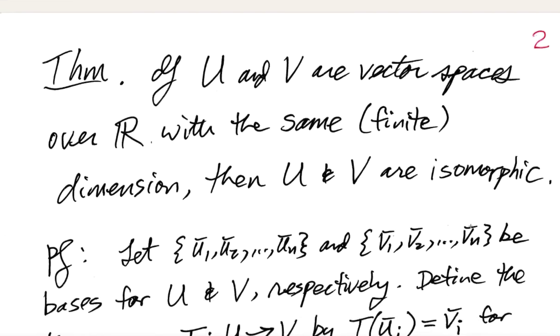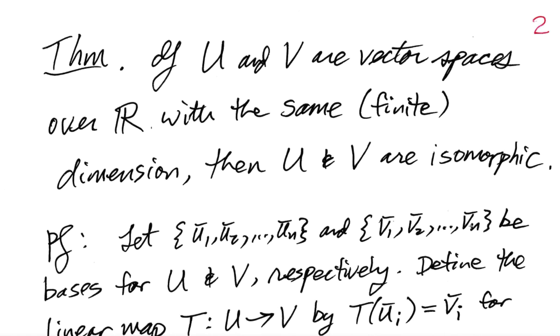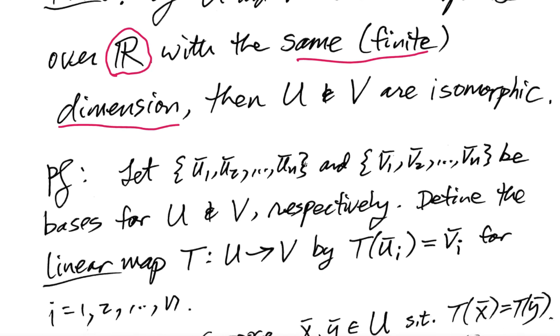Okay, let's come up with a quick theorem here. Suppose that U and V are vector spaces over the real numbers with the same finite dimension. You know, there are infinite dimension vector spaces, but we're not concerned with those. Then U and V are isomorphic. So all we actually need is for the vector spaces to be over the same field. Again, this could be replaced by C later. But if they're over the same field and they have the same dimension, then they're going to be isomorphic.